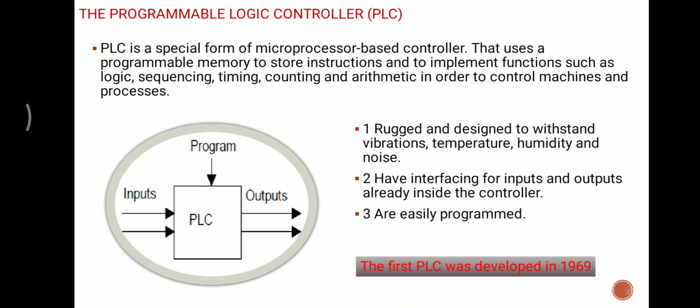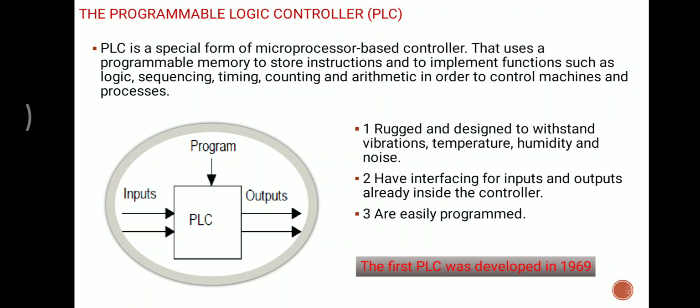Now we will see the programmable logic controller. That is the PLC, the heading of this chapter. You might have heard this word a number of times: the following machine is using this PLC, that type of PLC, and all that. So what is a PLC? A PLC is a special form of microprocessor-based controller that uses a programmable memory to store instructions and to implement functions such as logic functions, sequencing operations, timing operations, counting and arithmetic operations in order to control machines and processes.